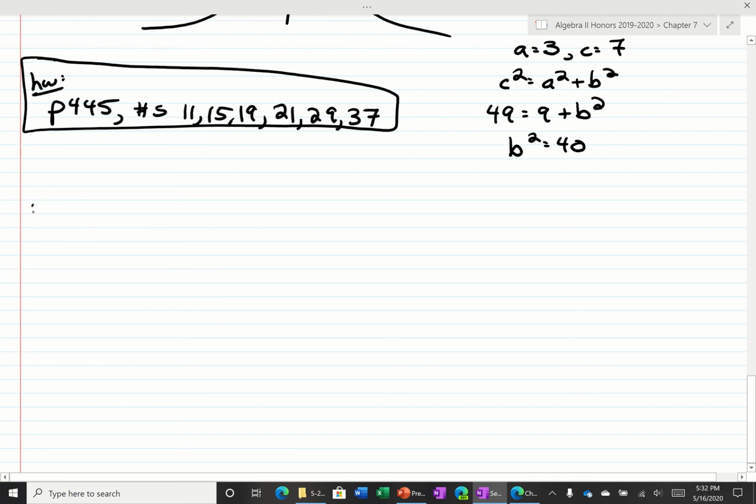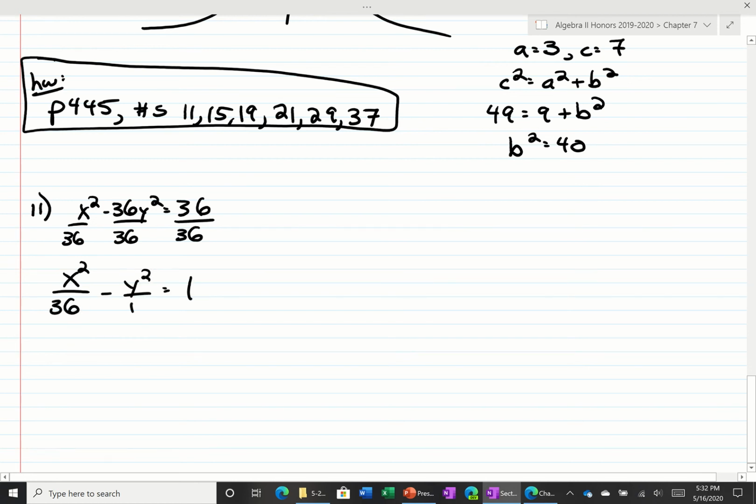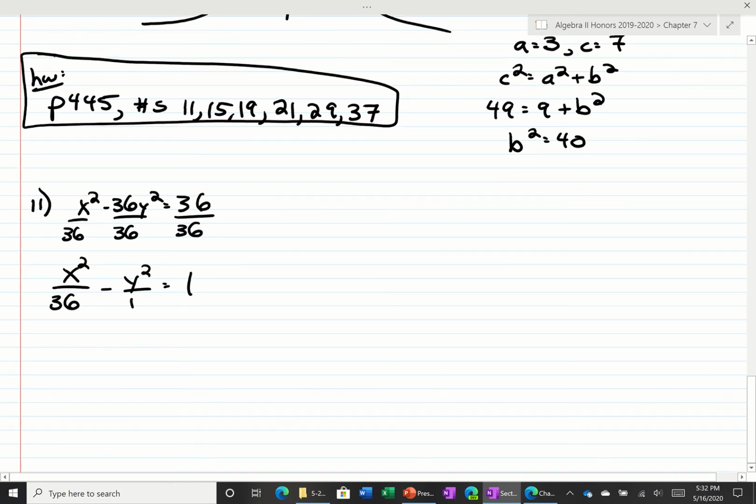Number 11 looks like this. It says x squared minus 36y squared equals 36. We could divide everything by 36 to get the 1. And then from here it's pretty easy. This looks like it's horizontal because the x comes first. We know that a squared is 36, so a is 6 and b is 1. And then let's see what else here.